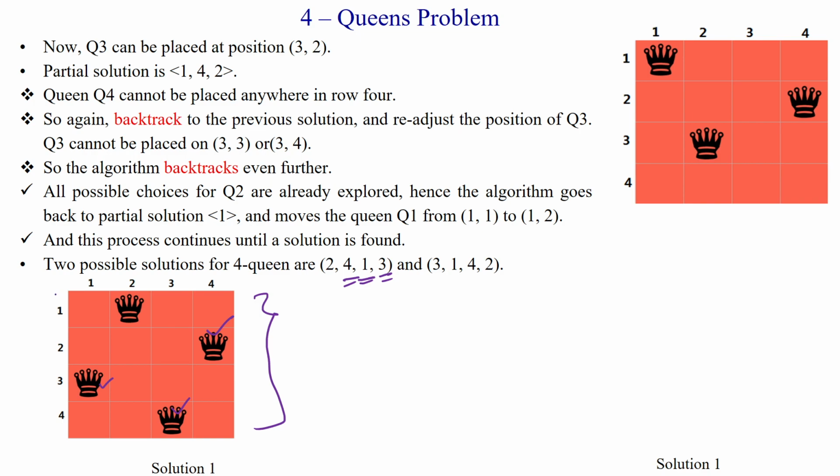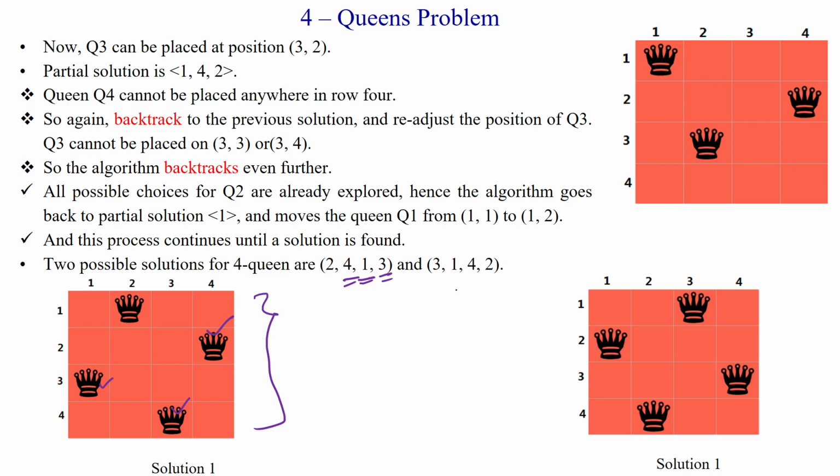In the backtracking method there is the possibility of many solutions for a single problem statement. When we apply backtracking again, there is another kind of solution. The first queen can be placed in the third column, the second queen in the first column, the third queen in the fourth column, and the fourth queen in the second column of the fourth row. So there is the possibility of many solutions in the backtracking method.